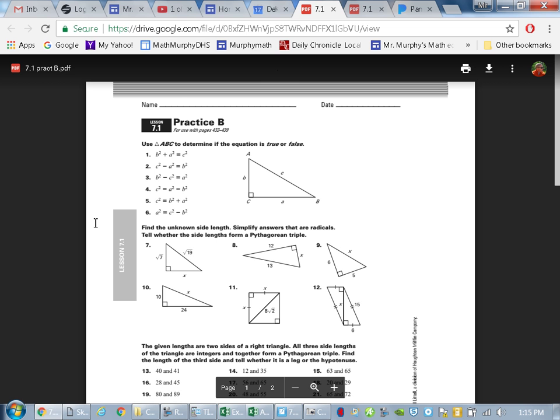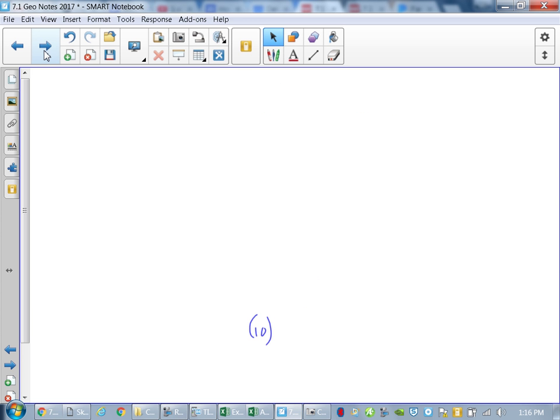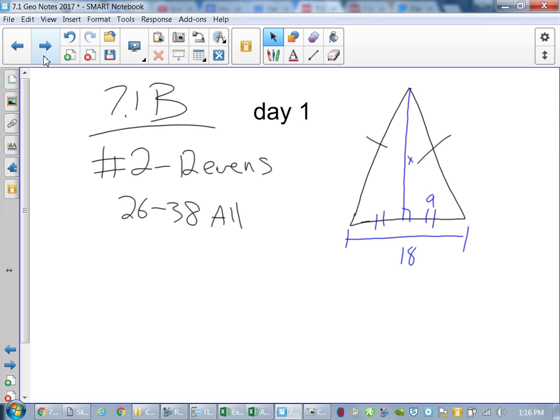There it is. Okay. This is the worksheet I have you guys working on tonight. I emailed this to you as well because Google wasn't working very well. I think the hamster fell off the wheel. But the questions I had you guys working on are 2 through 12 on the front side and then 26 through 38 on the other side. Shouldn't be that difficult. See how you guys do.